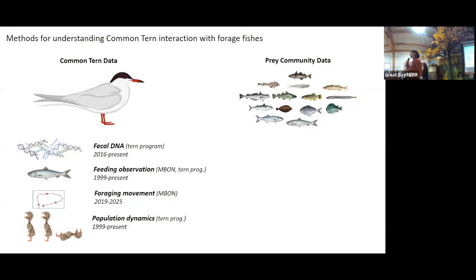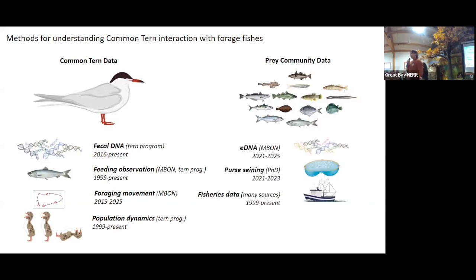To understand tern foraging movements, we've been deploying GPS tags on birds since 2019, and through the MBOD project, we'll continue doing that through 2025. We also have all sorts of historical population dynamics data and reproductive data. To describe the prey environment, we have eDNA. I'm not going to talk about it because we all heard from Allison.